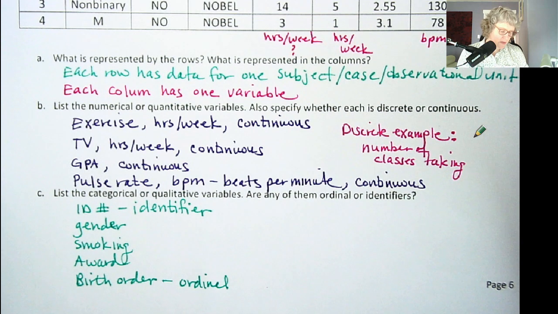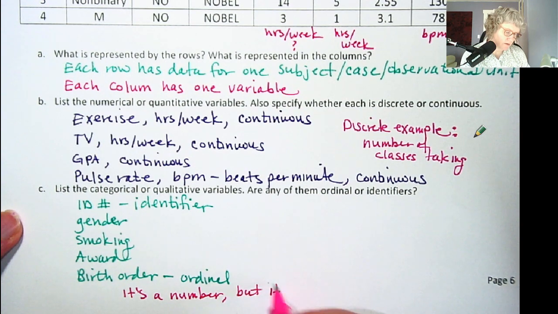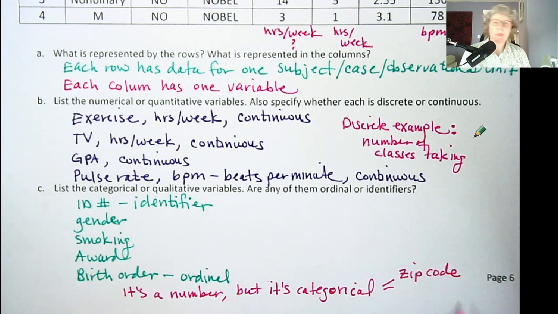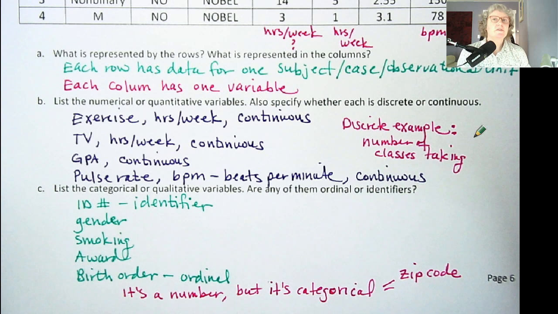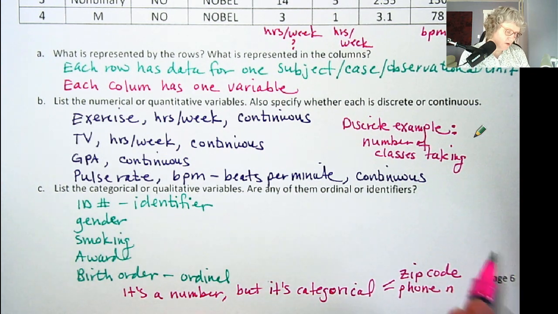Okay, so there are some things that are numbers but are categorical. A couple other things like that are zip code. It's a number, but you wouldn't average zip codes together. That wouldn't tell you anything meaningful. Same thing with phone numbers. So just because you see a number, be careful. You still have to think about whether it's categorical or numerical.